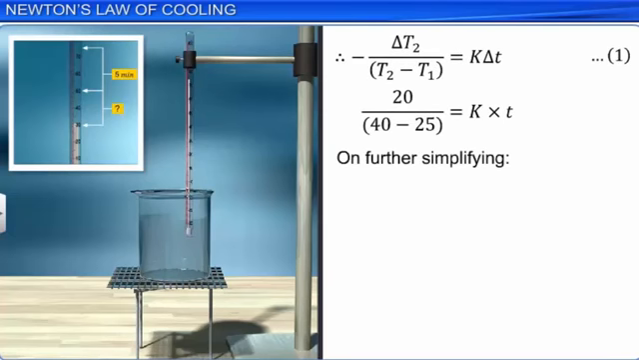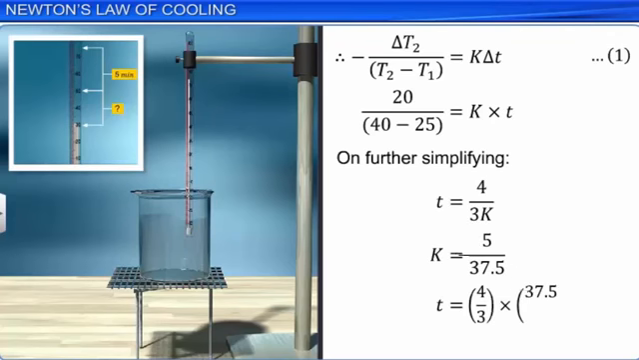We know that K is equal to 5 by 37.5. Substituting the value of K, and simplifying, we get the value of T equal to 10 minutes. Therefore, it takes 10 minutes for the temperature of the water to fall from 50 degrees Celsius to 30 degrees Celsius.